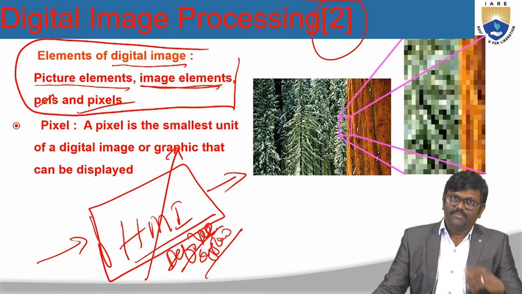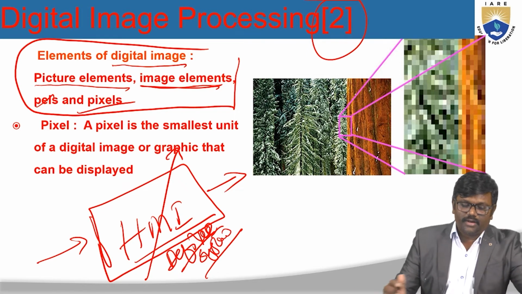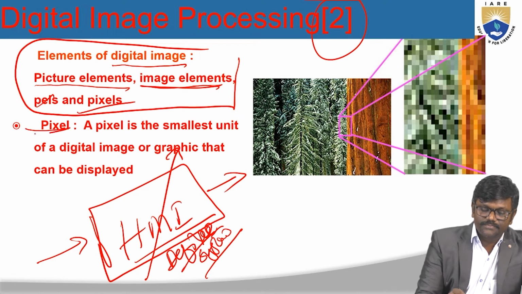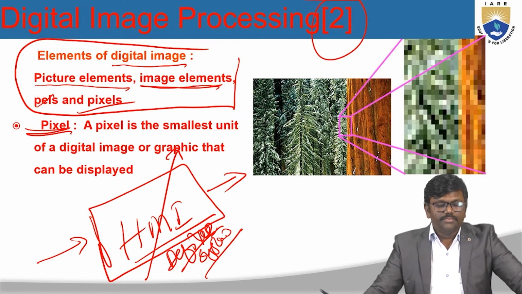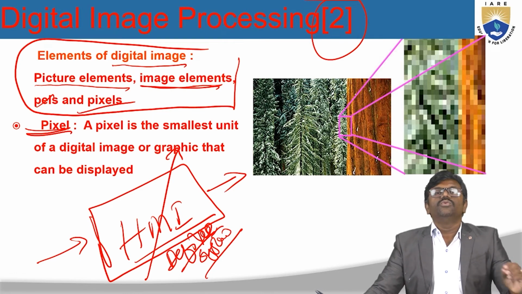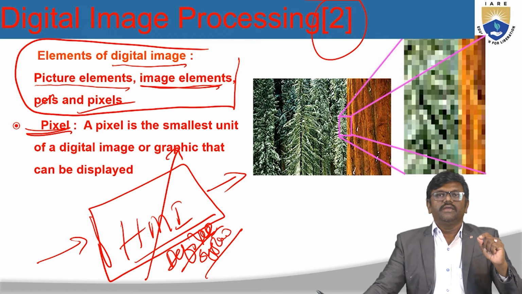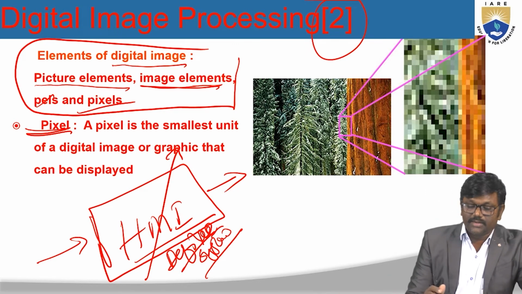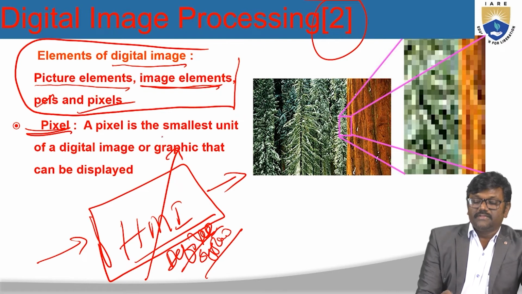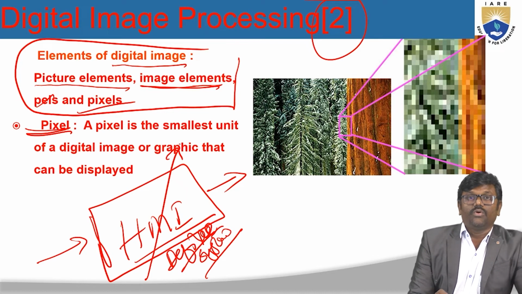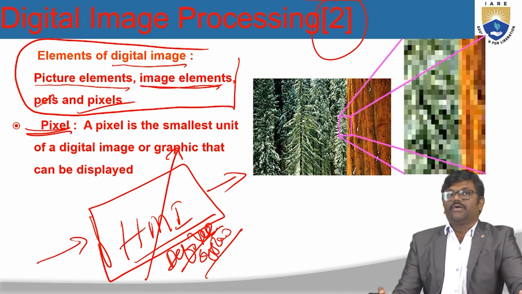First of all, I am going to define the important element of a digital image, the pixel. So what is a pixel? A pixel is the smallest unit of a digital image, or it is a graphic that can be displayed. Let me read once again: a pixel is the smallest unit of a digital image, or a graphic that can be displayed.